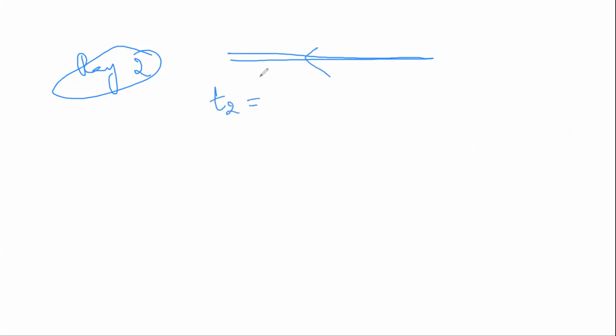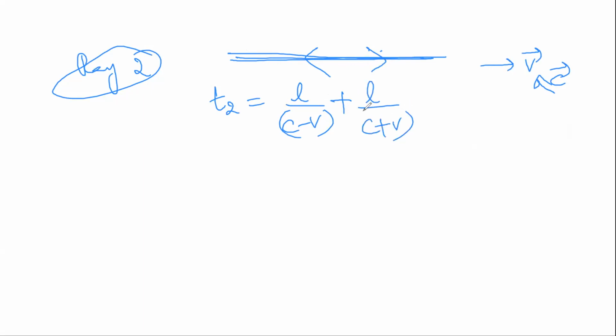So first path is this way. The velocity with which it is moving is V bar. The velocity of light is C bar. So what is the relative velocity? L by C minus V. When moving forward, it is C minus V because they are in the same direction. While coming back, that is in the opposite direction, so L by C plus V.